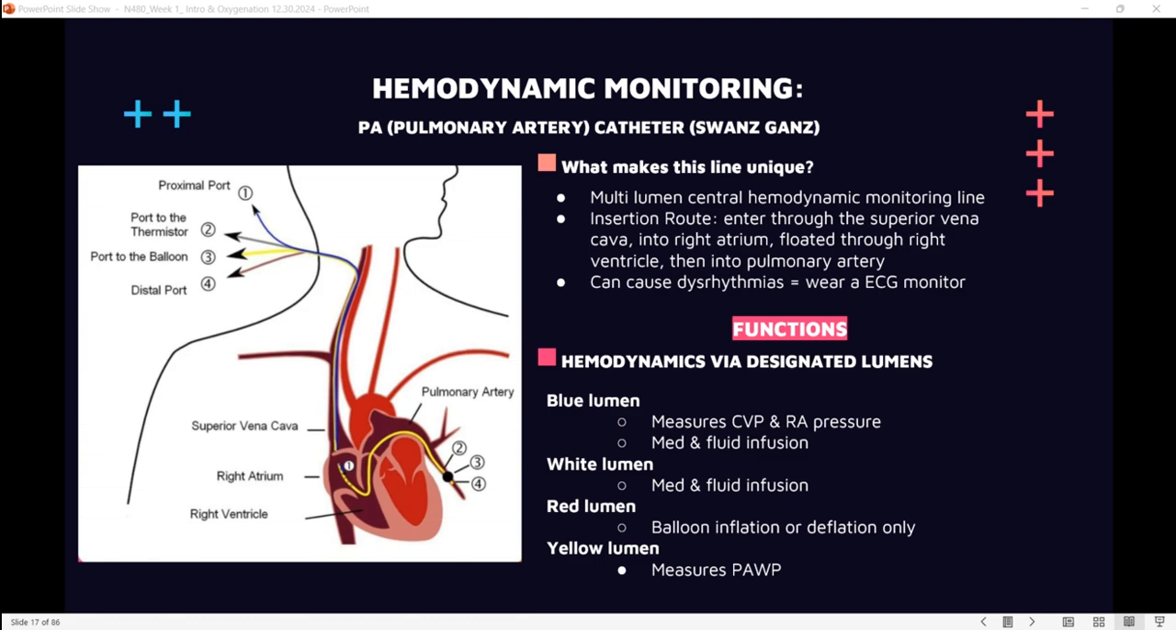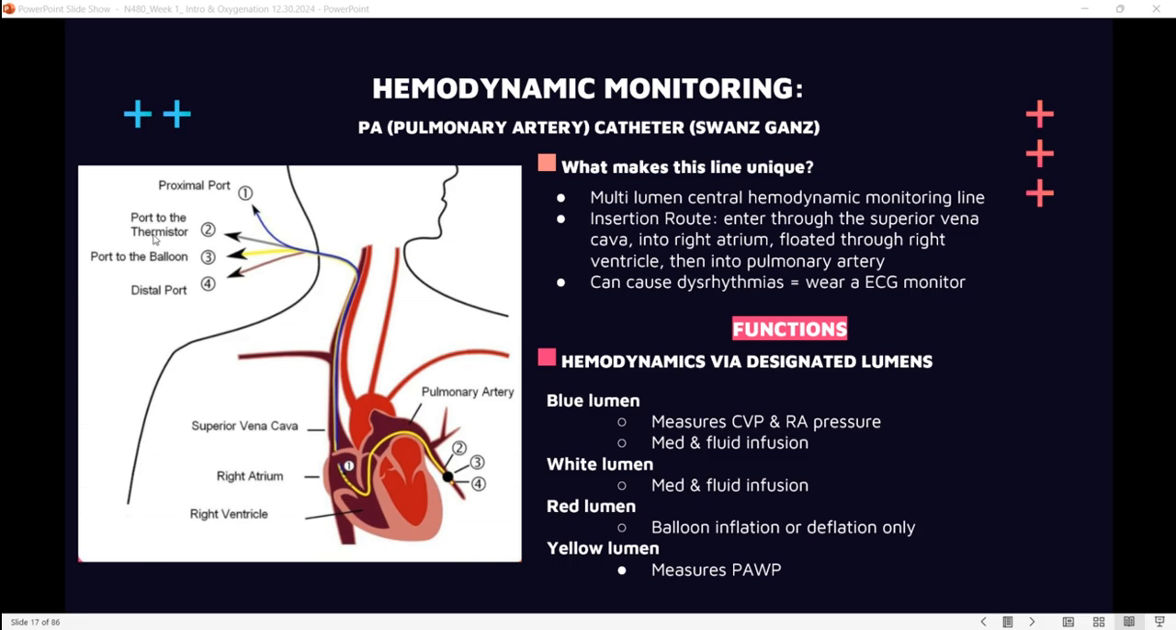Think about what we just said. What does CVP measure? CVP measures pressure within the heart, pressure in the body. The blue lumen can help us measure CVP. Because it also ends in the right atria, it can help us measure the right atrial pressure, which is what RA stands for. We also can fortunately use this port to give medications as well as fluids when needed.